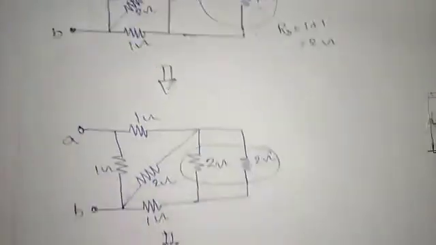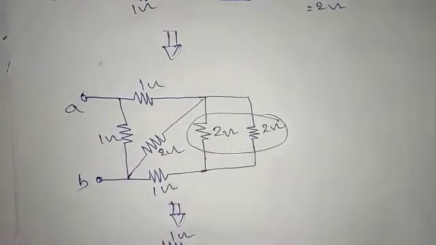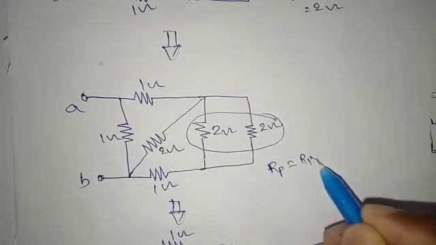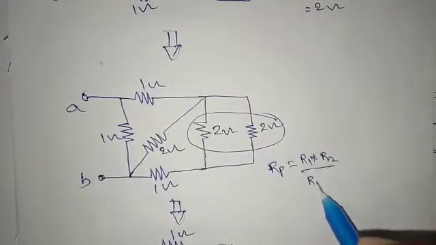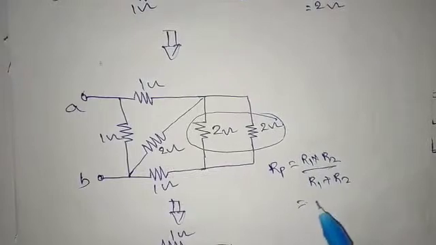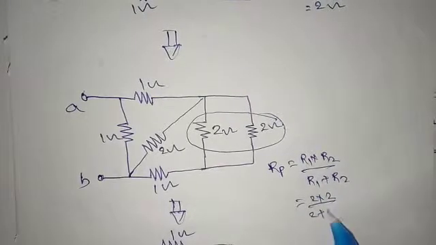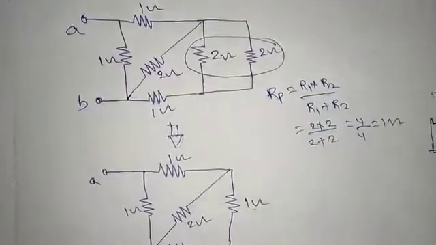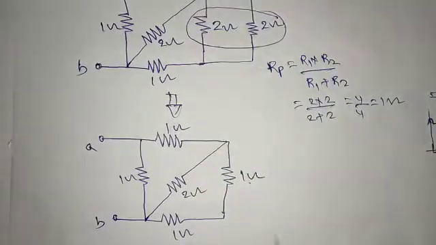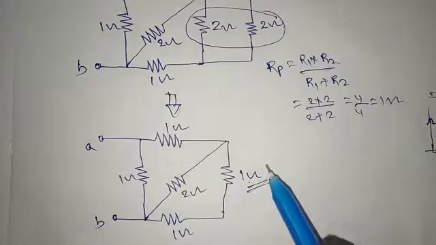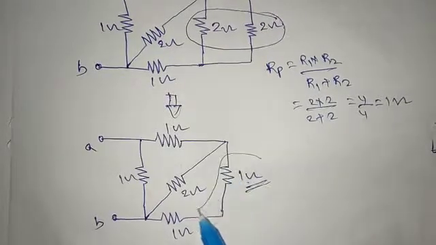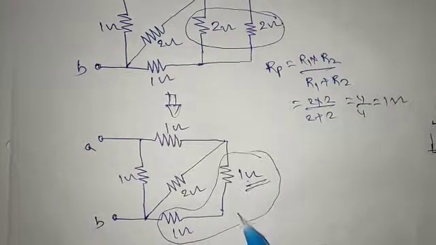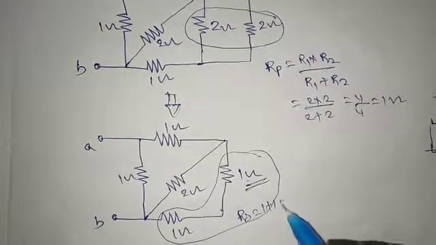So again Rp is equal to R1 into R2 divided by R1 plus R2, yes or no? Means 2 into 2 by 2 plus 2, which is 4 by 4, equal to 1 ohm. So again we got the 1 ohm resistance here. Now we can check here, and we can see that 1 ohm and 1 ohm are in series to each other. So we get Rs is equal to 1 plus 1 is equal to 2 ohms.